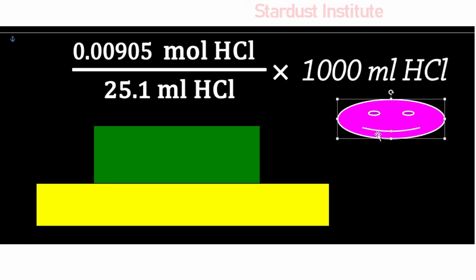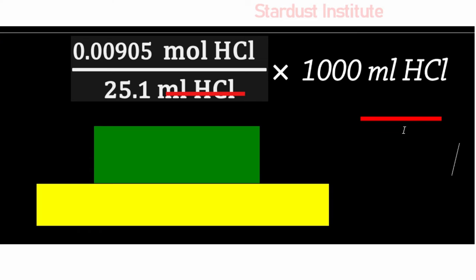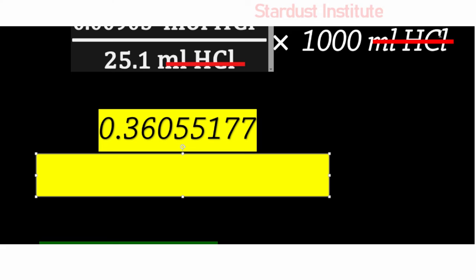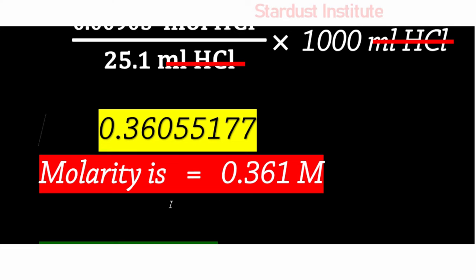We should cancel out units: milliliter HCl, milliliter HCl. Then we get our answer: 0.36055177 molarity. There are many decimal places here, but 2 or 3 decimal places are enough. Therefore, we can take our answer this way: molarity 0.361 M. We can write the molarity as 0.361.